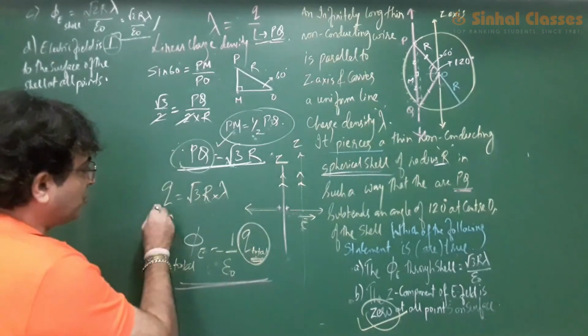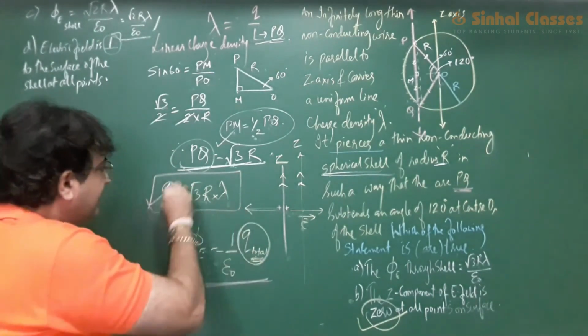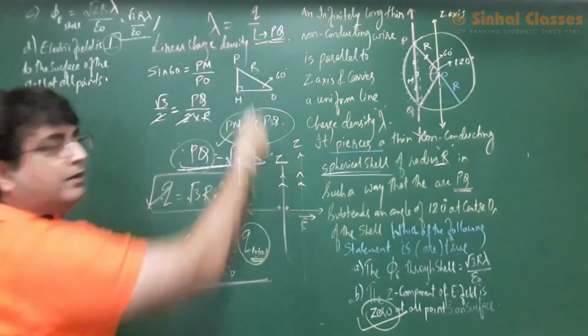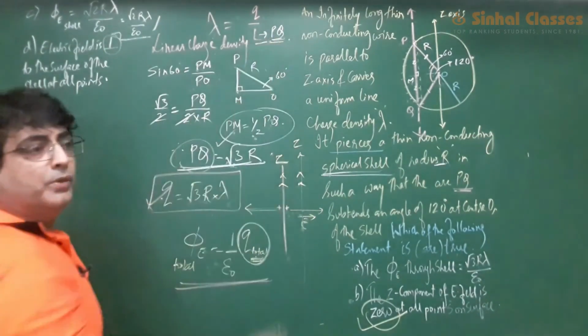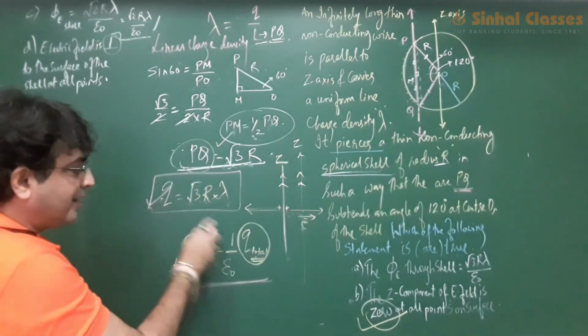What is the total charge? सर टोटल चार्ज कितना होगा? सर Q इज इक्वल टू √3 टाइम्स R इंटू लैम्बडा. ये कहाँ से आया? सर Q इज इक्वल टू लैम्बडा इंटू L. L क्या था? PQ है. PQ is √3 इंटू R. Now can I substitute back over here?